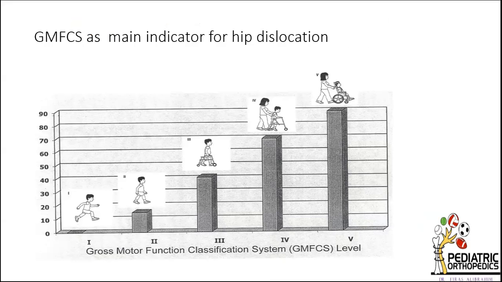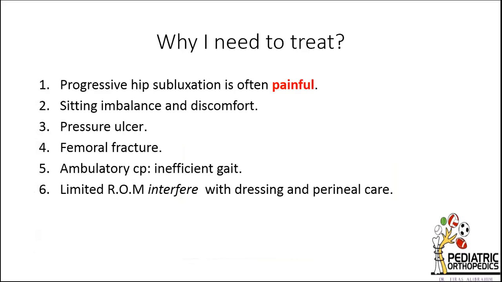Why? Because at level 1, which is a nearly normal child, the risk of hip dislocation is nearly 0, while level 5 has a 64 to 90% risk of hip dislocation. So it is considered a main indicator for hip dislocation. Why do I need to treat?